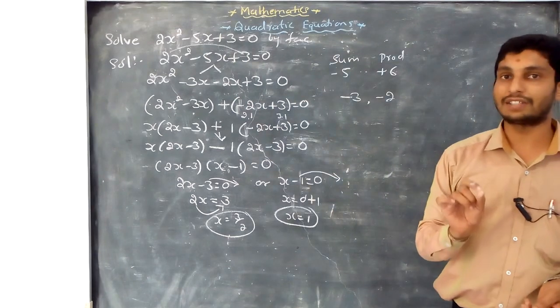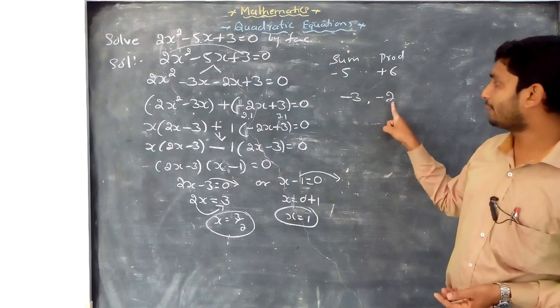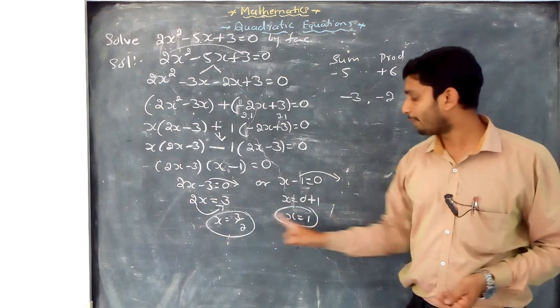Hope there is no doubt in this problem. And one more thing. See, minus 3 and minus 2 are the multipliers. Plus 3 and plus 2 are not the roots.